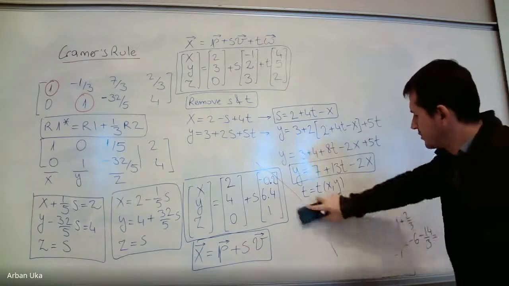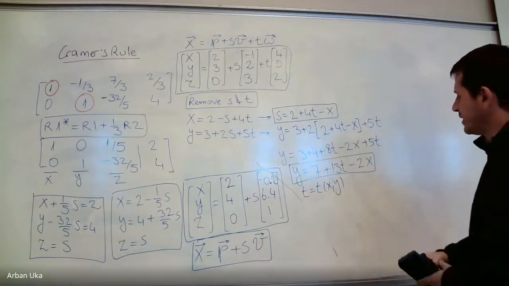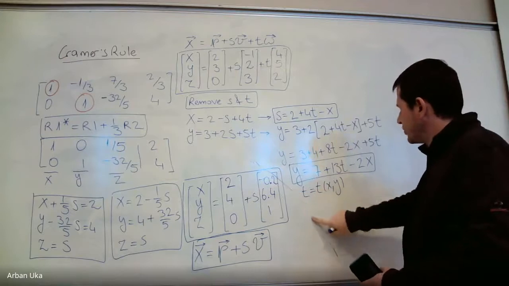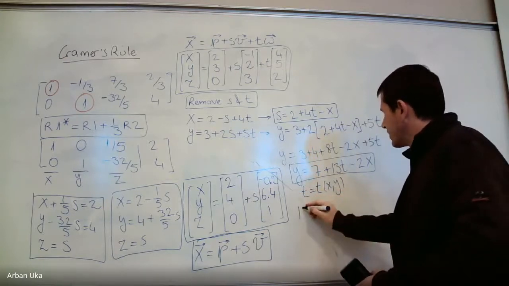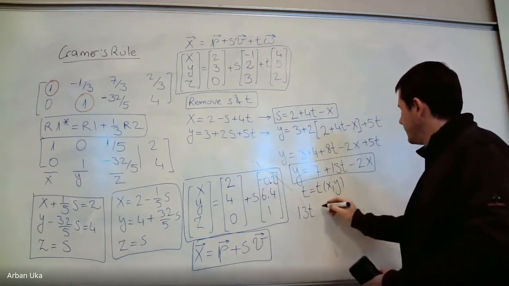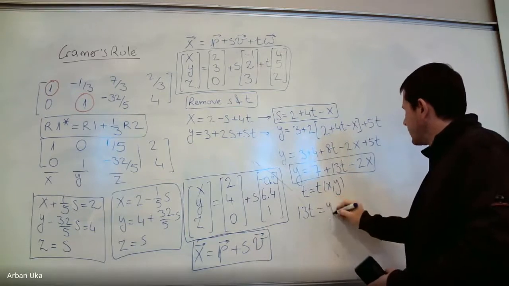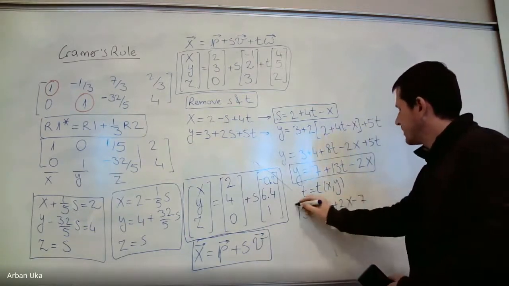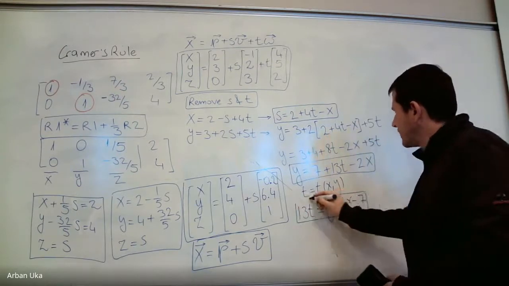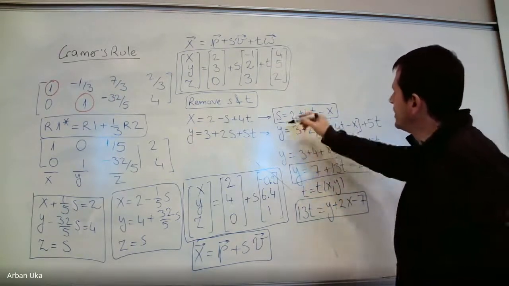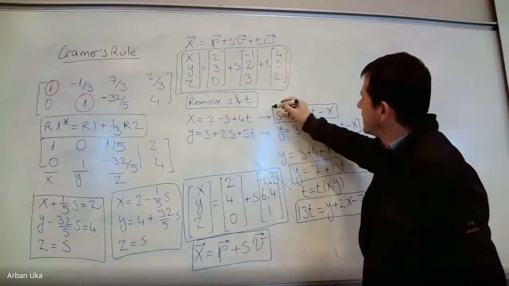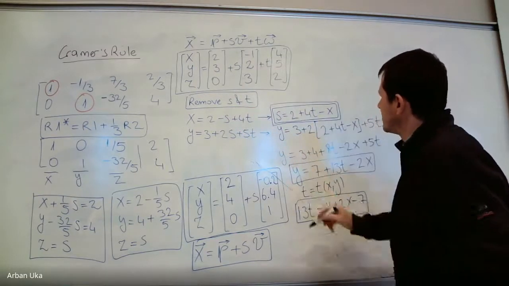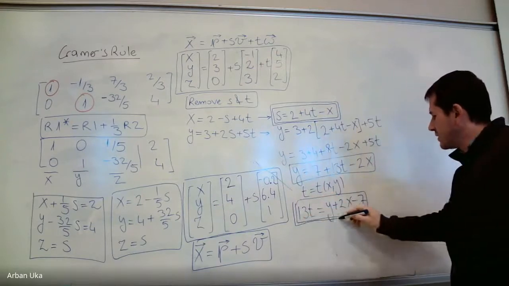Okay, let's do the numbers. So here, what is t? Let's write it like this. To keep it simple, let's write the following. Let's write 13t is equal to y plus 2x minus 7. Okay? So the two fundamental equations that we need, so what did we say? Remove s and t, which means that we have this is the first important equation, and this is the second one.